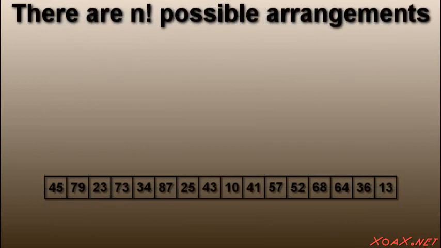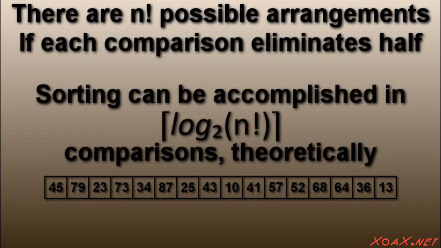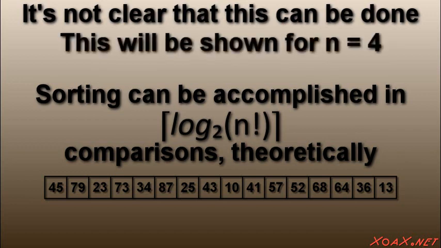Given that we have n factorial possible arrangements in an array of size n, and if we can eliminate half of them at every comparison, we can sort an array of n elements with the ceiling of log base 2 of n factorial steps, just as we did for the search algorithm that we demonstrated previously. Can we achieve this bound in practice always? Can we always eliminate half the possibilities? That is a difficult question and not one that I will address. However, I will demonstrate how it can be achieved for an array of size 4.